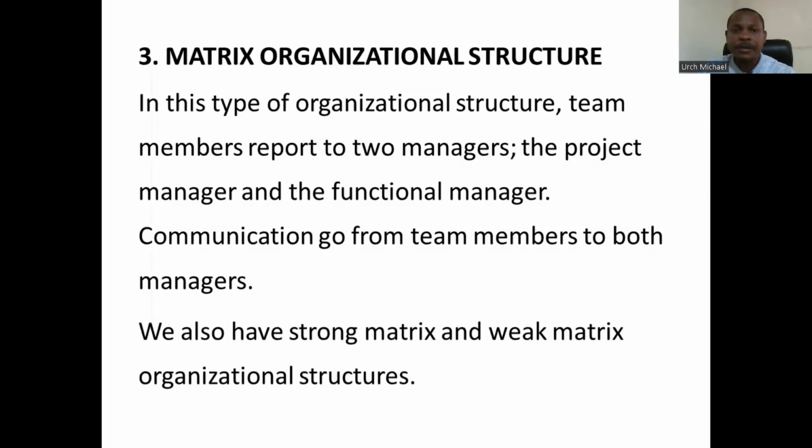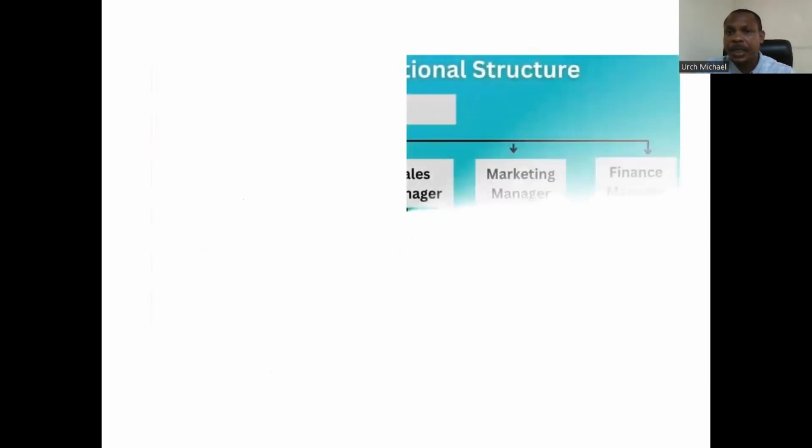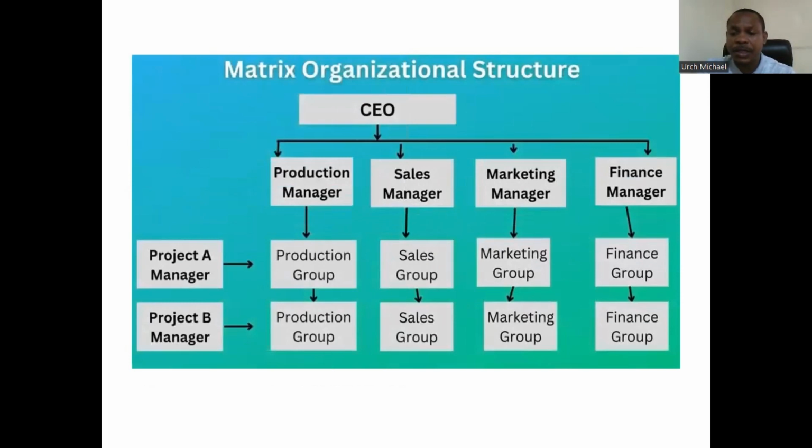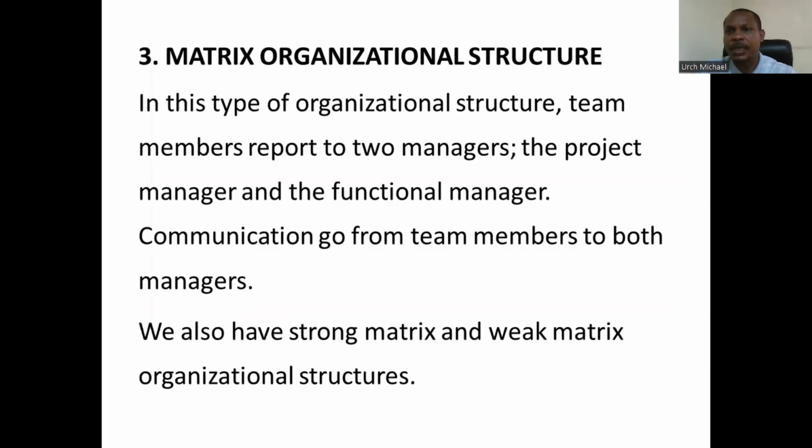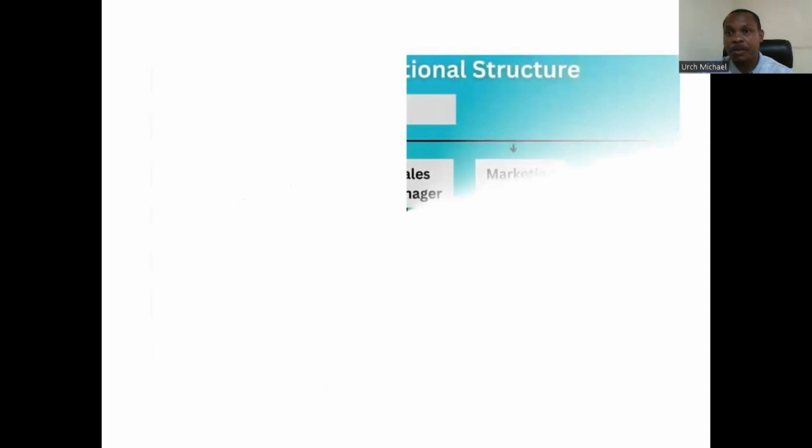Okay, so this brings us to different types of matrix organization. We have what we call the strong matrix and the weak matrix organizational structure. These things are built into the policies of the organization so that everything can be clearly defined. I'm coming to that though. But let's look at this.